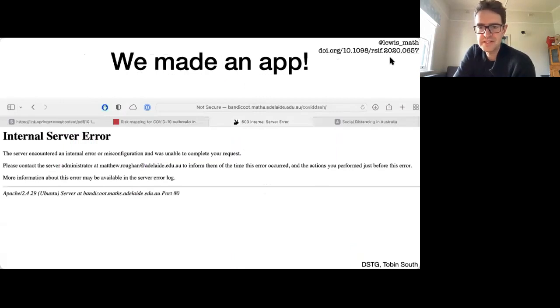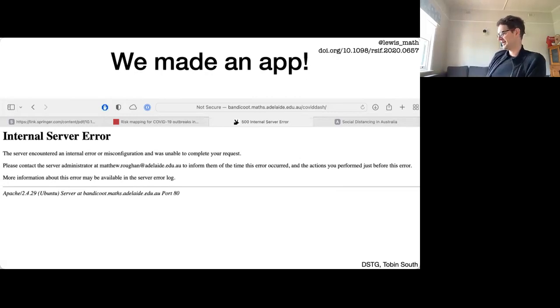So the other data science aspect of this was we made an app. We actually used some of this to help with some DST group planning. They wanted to have access to this methodology as a tool that they could run scenario modeling and stuff on. And we built that app.